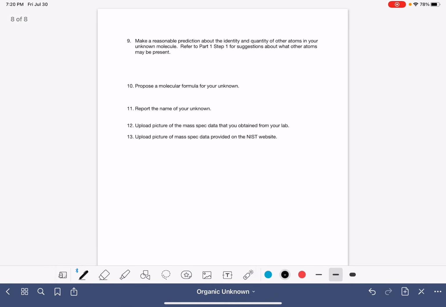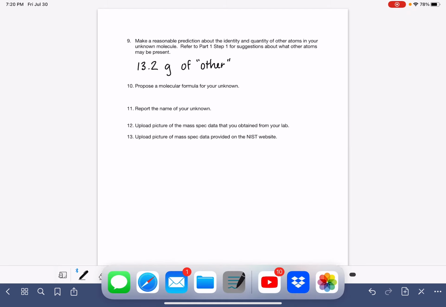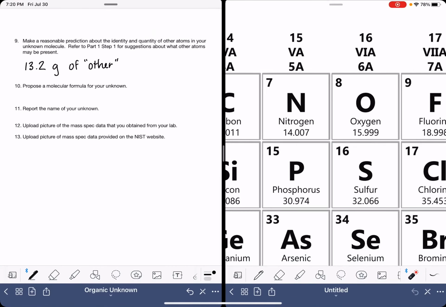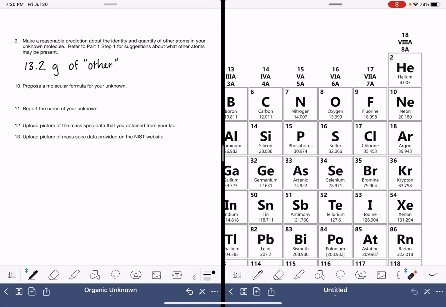So then what you're going to do, question number 9, and again, question number 9 is not something that you have to do if your carbon and hydrogen adds up to 100. 13.2 grams of another atom, we'll say other atom, you have to make a reasonable prediction about what that other atom might be. You're going to want to have a periodic table handy for this, and I'll tell you that 13.2 grams, if that's what you got, that would be horrible, because that's not going to work out at all for us, but we're going to play the game.